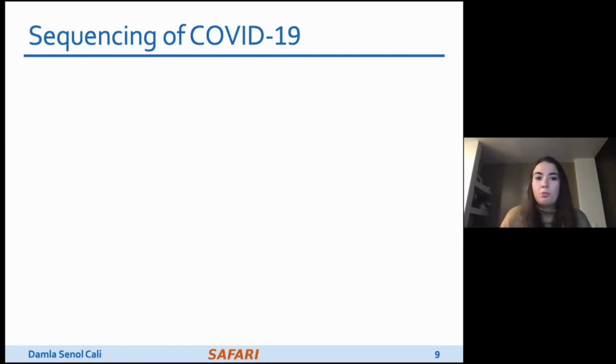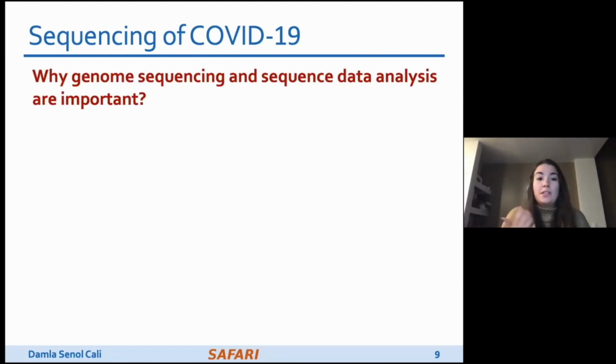So why is genome sequencing important? I will provide an example from this year, which is very relevant because the whole world is experiencing this right now, which is COVID-19. So why are genome sequencing and sequence data analysis important?